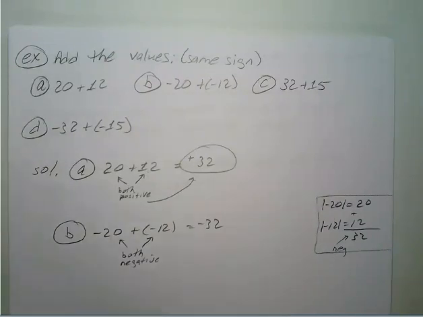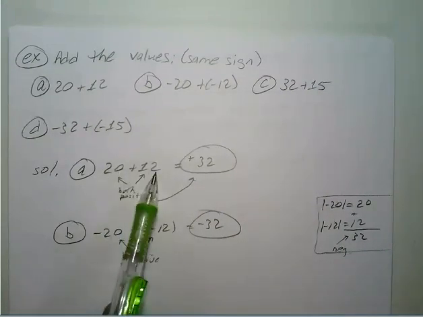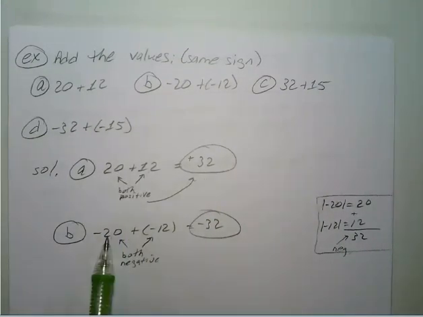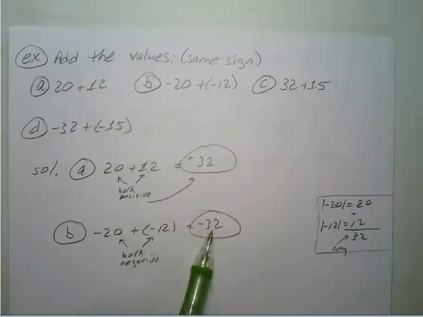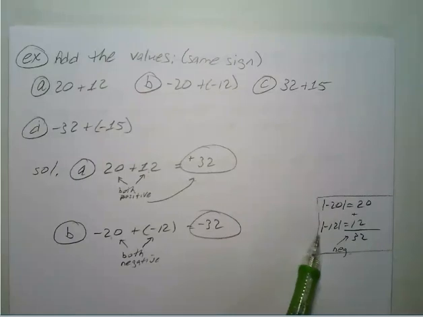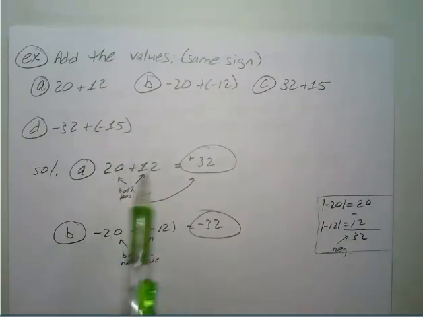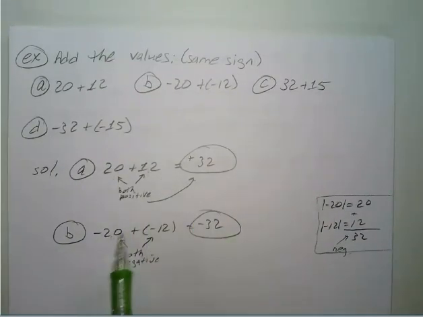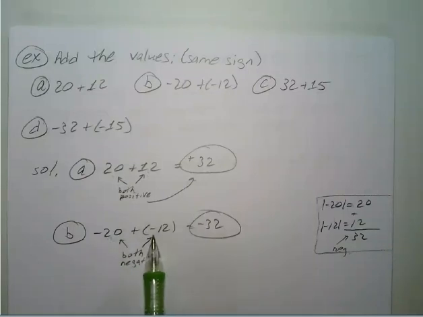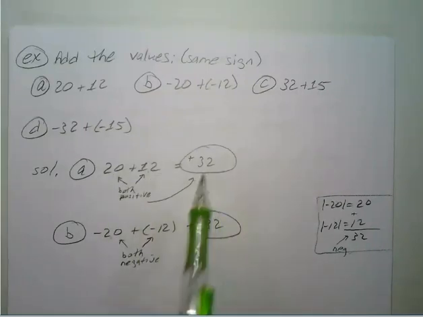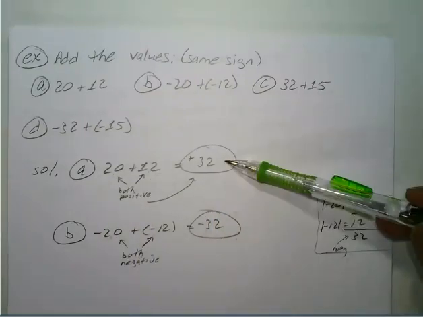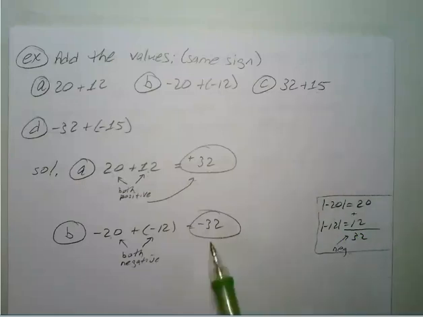All you have to do, and honestly, you don't have to do this step. If you know that 20 plus 12 is 32, then negative 20 plus negative 12 is going to be negative 32. You can do this step if you like. There's nothing wrong with it. But as long as you add them together and make sure that if I'm adding two negative numbers, that answer is going to be negative. If I'm adding two positive numbers, that answer is going to be positive. But they're going to end up with the same basic absolute value. Just the signs will be different.